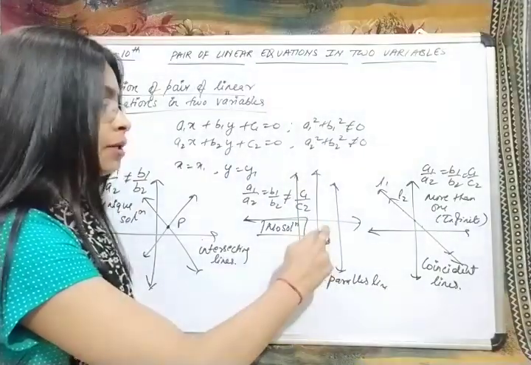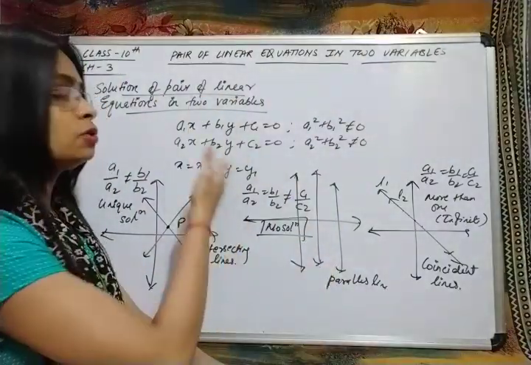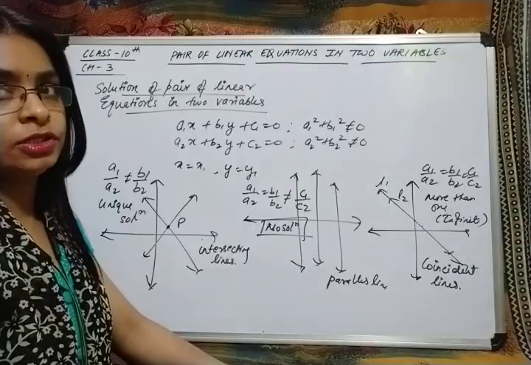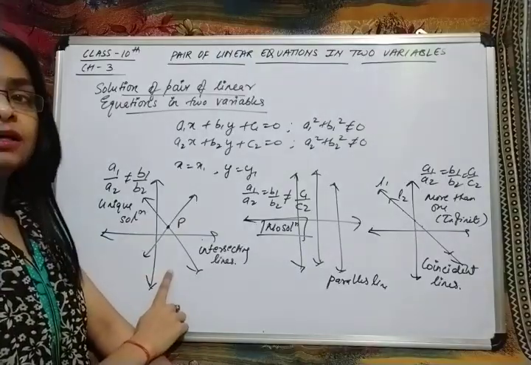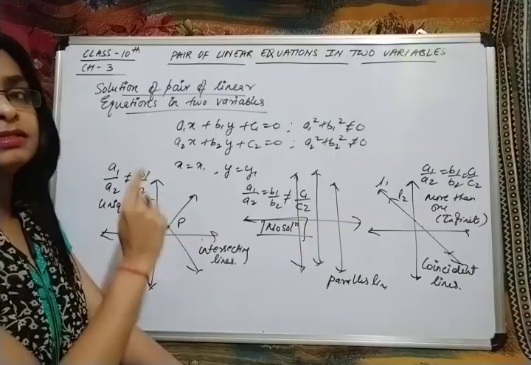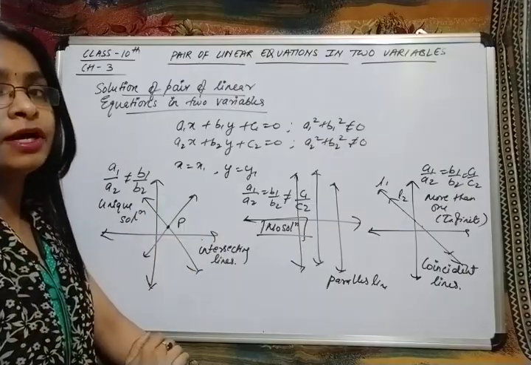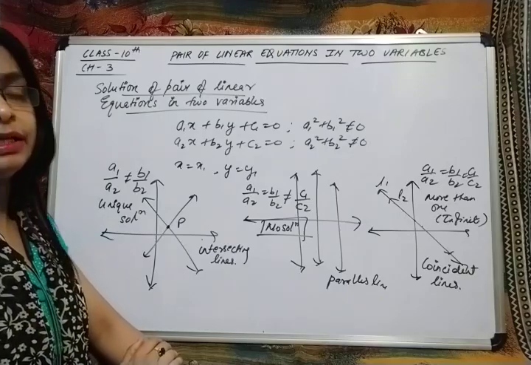In this case, there is no common point, so there is no common solution. So there is no solution for the pair of linear equations in two variables. Similarly, here the lines intersect at only one point, and that only point is the solution, the common solution for the pair of linear equations in two variables.